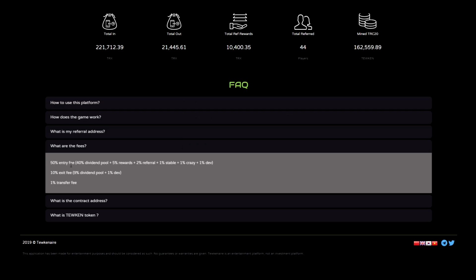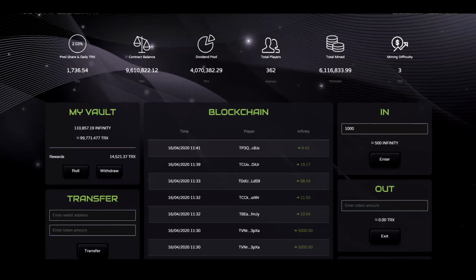There's a 50% entry fee: 40% goes to the dividend pool, and 5% goes to rewards, 2% to referral, 1% to our stable contract, 1% to our crazy contract, and 1% to the dev. So, for example, I put in 1,000 TRX. 400 TRX goes to the dividend pool, and 50 TRX goes to Infinity holders.